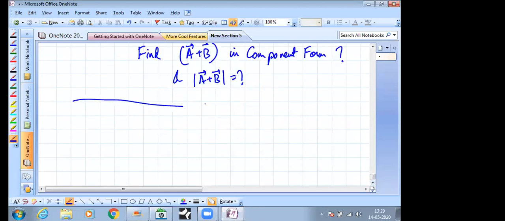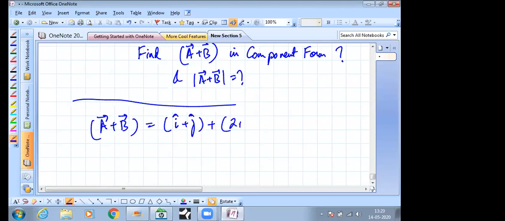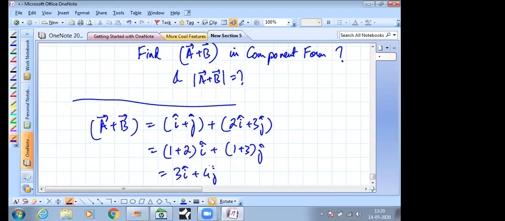So here vector A plus B. Now eventually you won't have to write so many steps as I'm writing, but initially I'm just showing you each one. So substitute A, which was given in component form as i cap plus j cap, and then substitute B, which was given in component form as 2 i cap plus 3 j cap, and then you can see that the sum of the x components is 1 plus 2, so that's 3 i cap, plus the sum of the y components, which is 1 plus 3, so this is becoming 3 i cap plus 4 j cap.